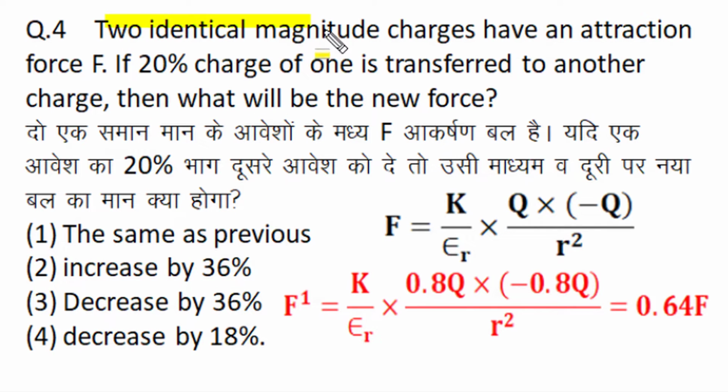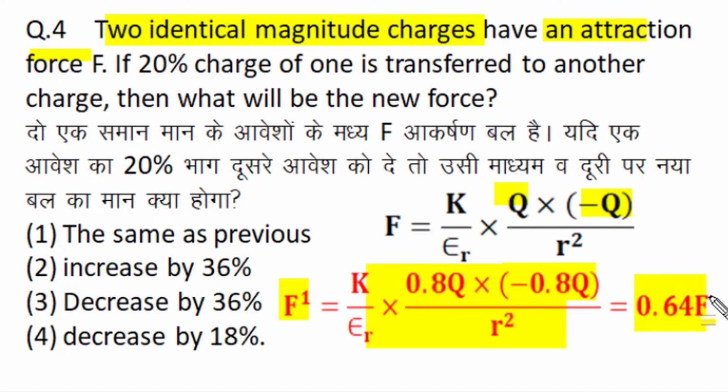Now the two identical magnitude charges have an attraction force of F. That means the two charges are of opposite polarity, and if 20% of the charge of one gets transferred to the other, then when this positive 0.2Q charge is mixed with this minus Q charge, it will become negative 0.8Q, and the new force will become 0.64 times the previous force. That means the force gets decreased by 36%. So option 3 is the right choice in this new case.